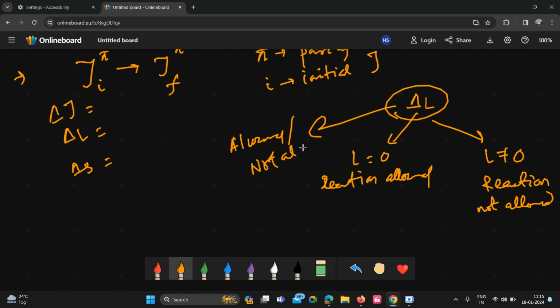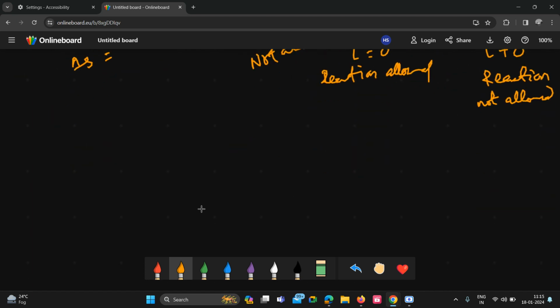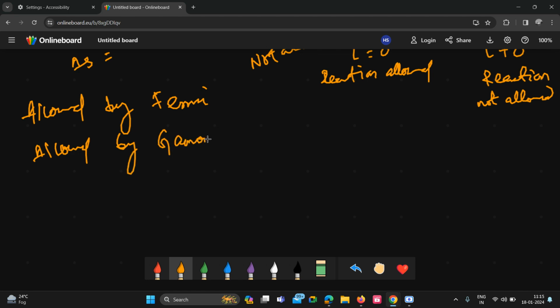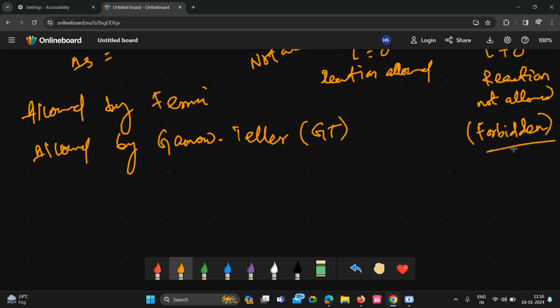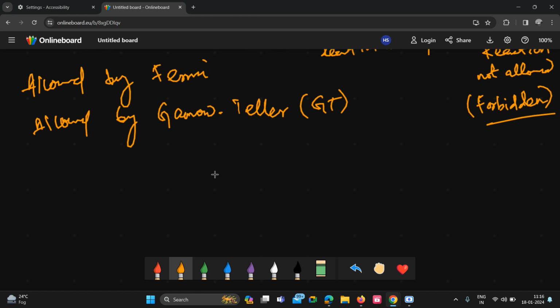Now, there are two types of allowed reactions: allowed by Fermi, or allowed by Gamow-Teller, also called GT. Not allowed is also called forbidden. The reaction is forbidden, or not allowed. Forbidden means it's not allowed. So next: allowed by Fermi, allowed by Gamow-Teller.